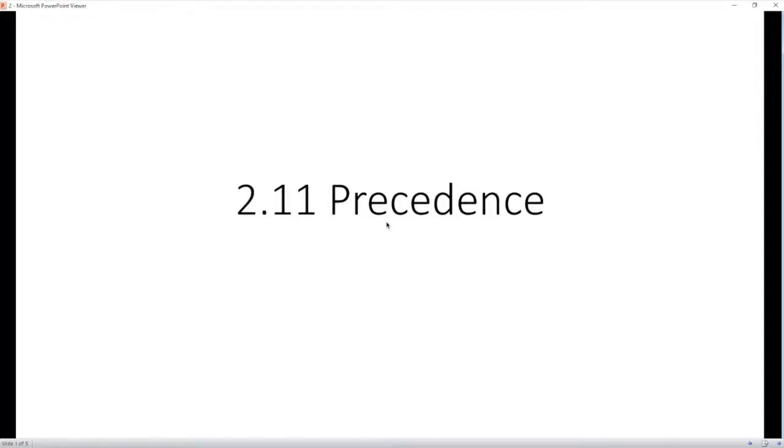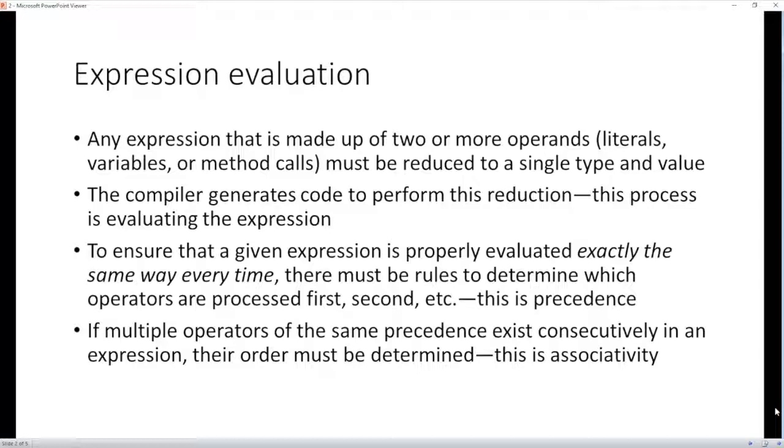In this section, we're going to discuss precedence. When an expression is evaluated, its operands and operators are reduced or evaluated to a single type and value. The compiler generates code to perform this reduction or evaluation. This process is the result of an expression which is more complicated than a single value.